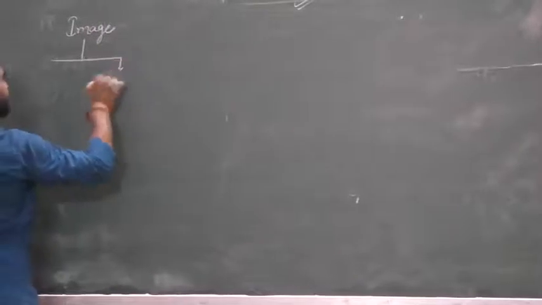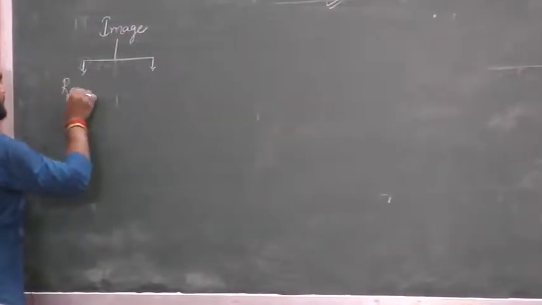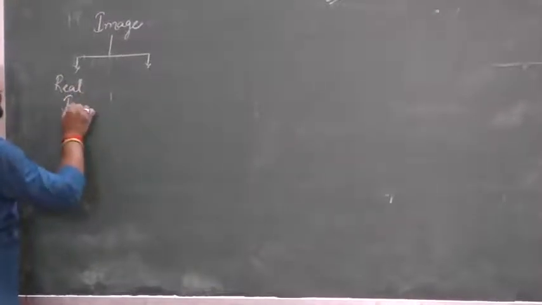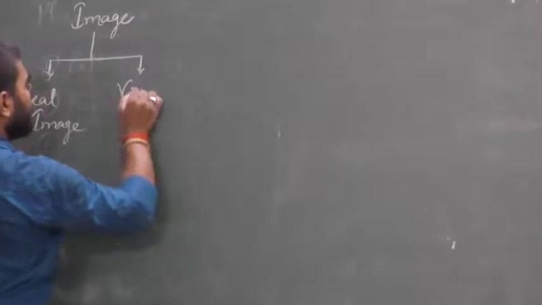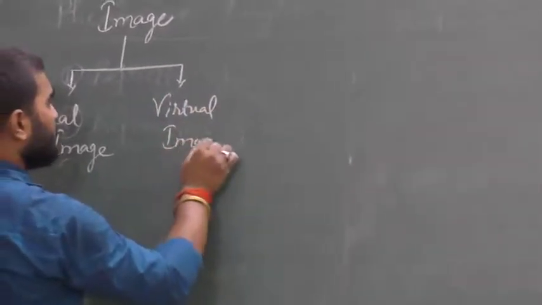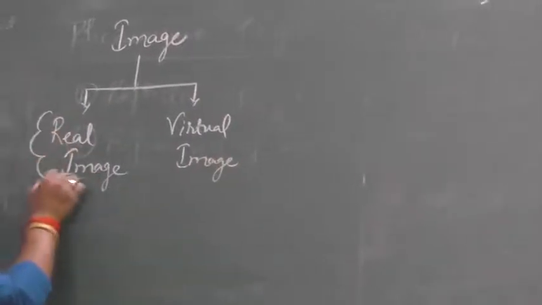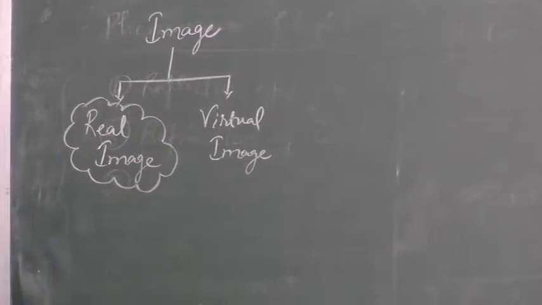Image. There are two types of image. First one is real image, and second, virtual image. What do you mean by real image? The image which is formed on a screen.